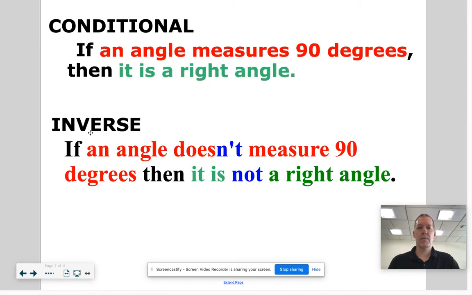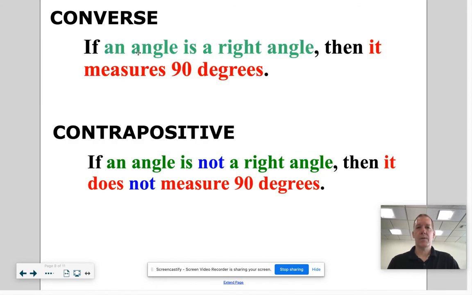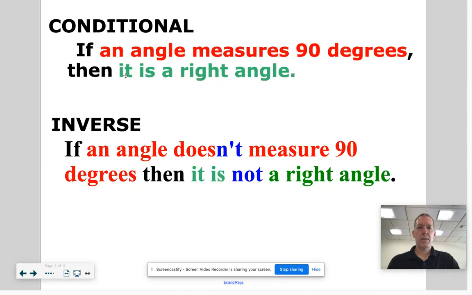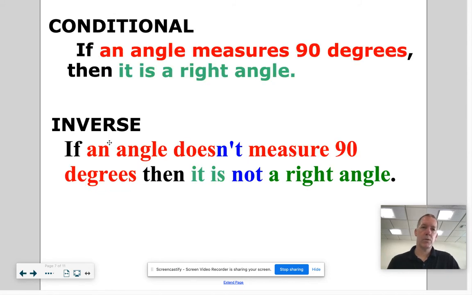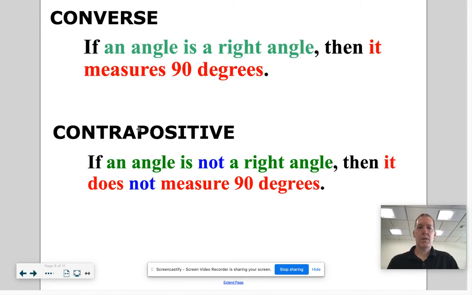And then also the inverse and the converse. It's kind of weird, but those will also be the same. If the inverse is a true statement, the converse will also be a true statement every time, and vice versa. If the converse is true, then the inverse will also be true. So the conditional and contrapositive are related to each other, and the inverse and the converse are related to each other. These are not related. If the converse is true, the contrapositive could be false, could be true. We don't know. There's no connection there.